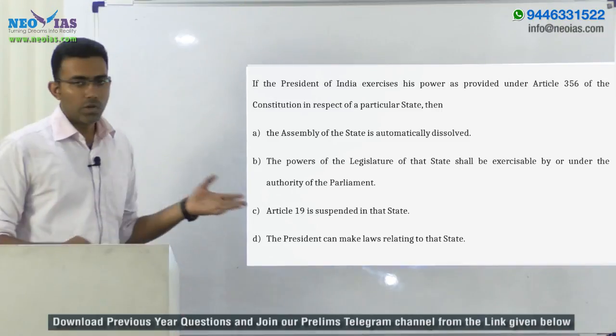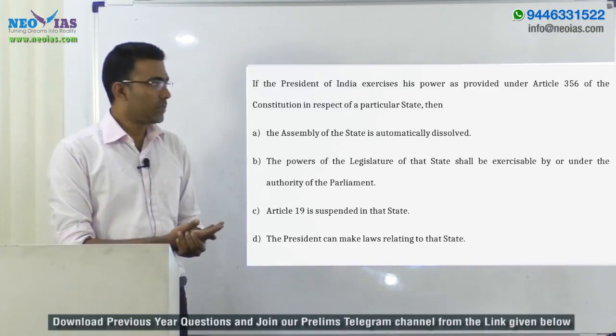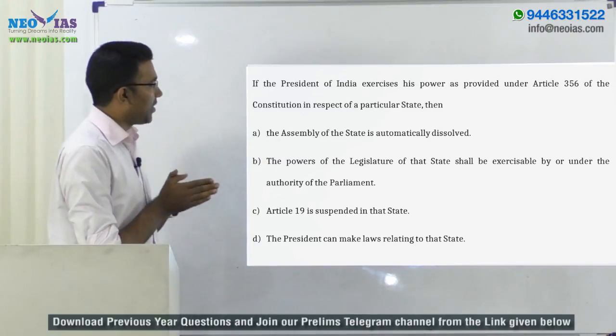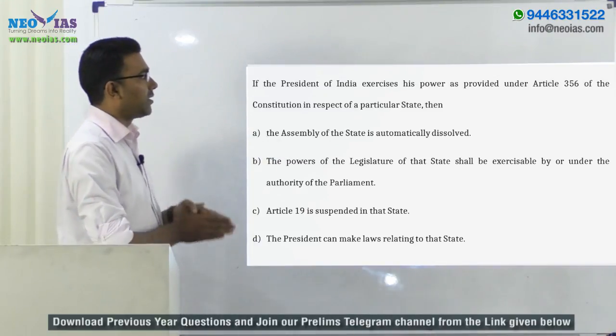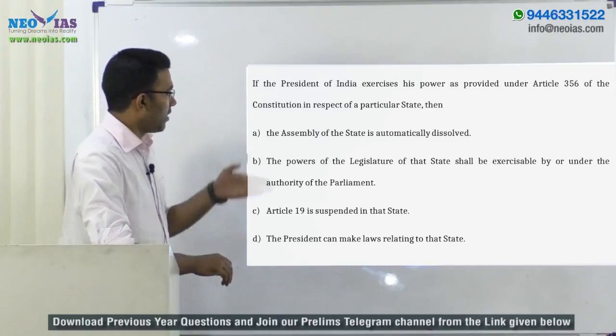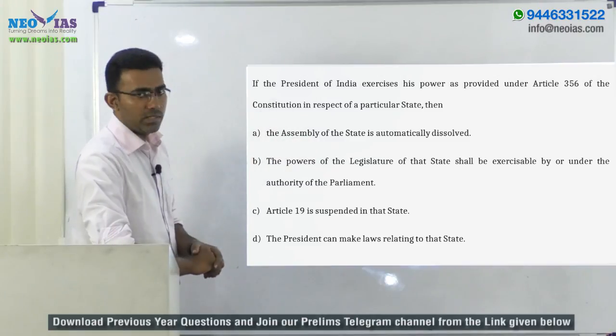Now next one, this was also discussed in our class as well as the test series also. That is the President of India, that is with respect to state emergency. If the President of India exercises power as provided under Article 356 of the Constitution in respect of a particular state, then the Assembly of the state is automatically dissolved.